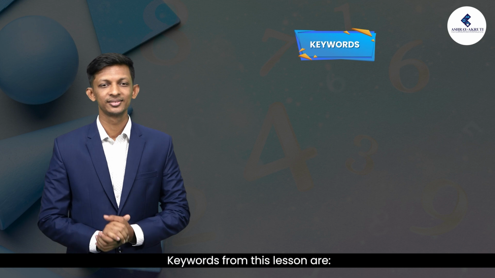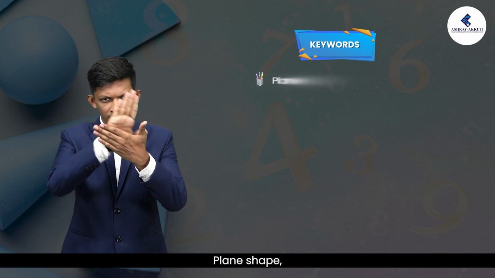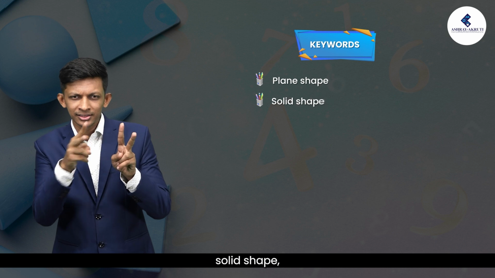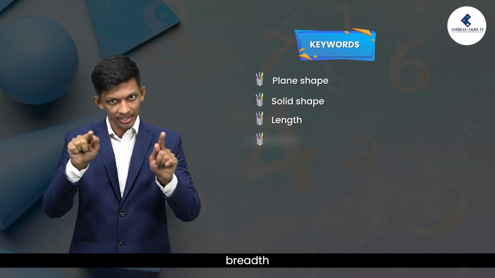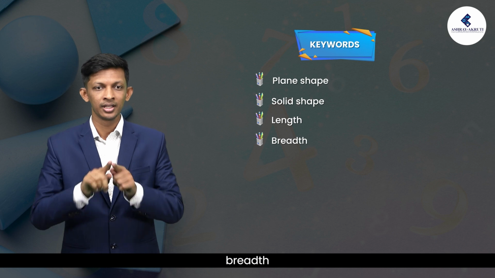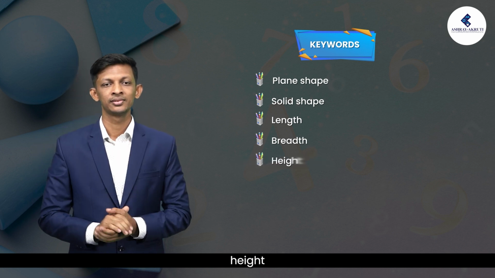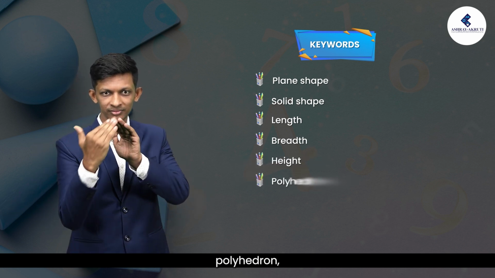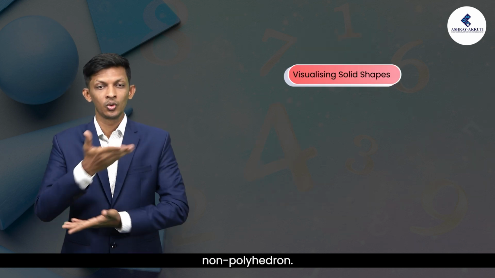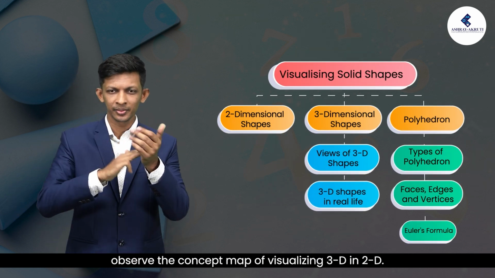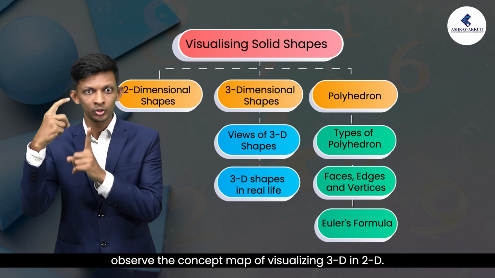Keywords from this lesson are plane shape, solid shape, length, breadth, height, polyhedron, non-polyhedron. Let's observe the concept map of visualizing 3D in 2D.